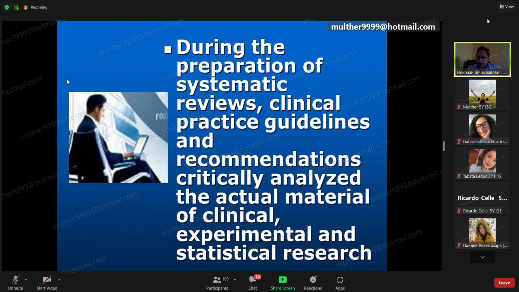For preparation of very useful instruments for any practical doctor, such as systematic reviews, clinical practice guidelines, recommendations, critically analyze the actual material of clinical, experimental, and statistical research.